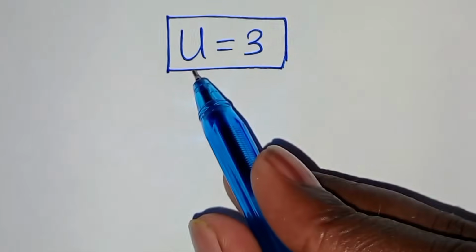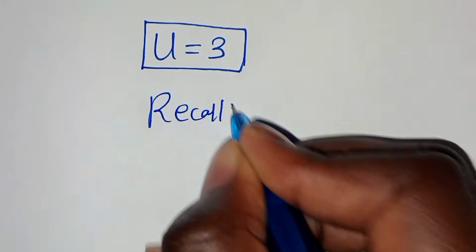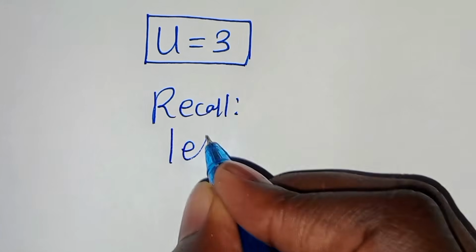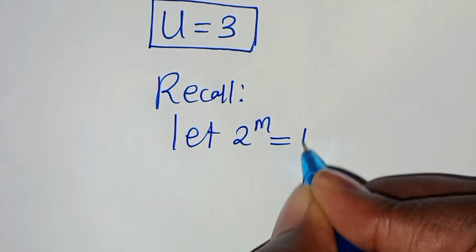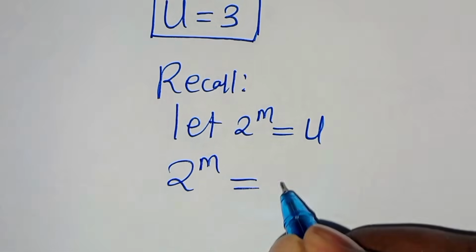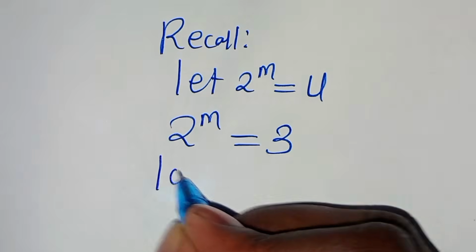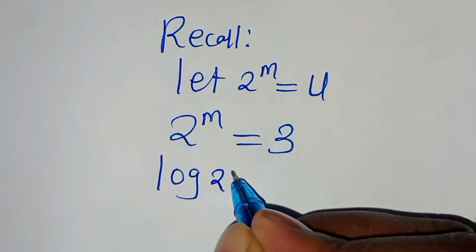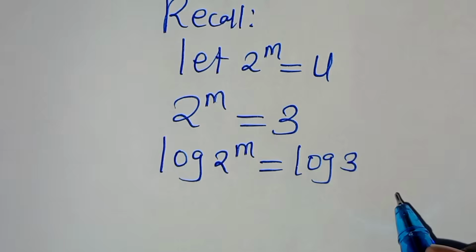Now we have that u is equal to 3. And if you recall, we have seen that we let 2 to the power of m be equal to u. So we have 2 to the power of m equal to 3. To solve for m, let's introduce logarithm on both sides. We have log 2 to the power of m equal to log 3.